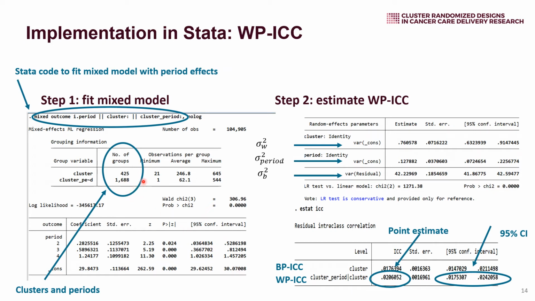So we've got 428 clusters. These are our 425 GP practices, and then in total there are around 1,700 cluster periods, which is roughly equal to the 425 clusters multiplied by 4, because we've got 4 periods in this data set. Stata provides us with the fixed effects components. This time we've put in a categorical effect for periods, so we've got 4 fixed effects for the 4 different periods.